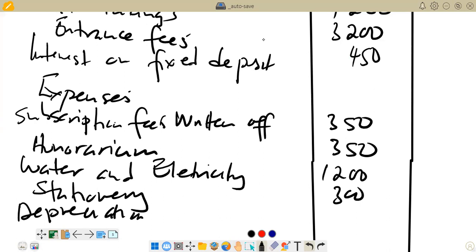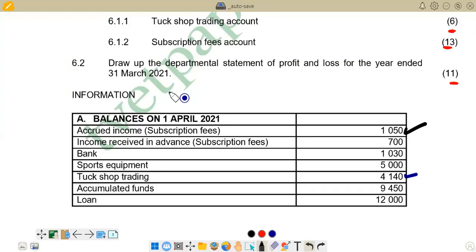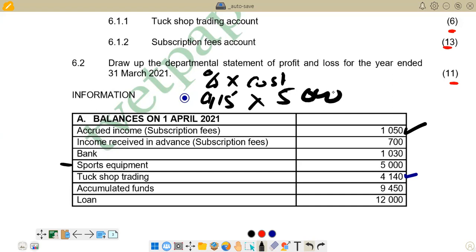We have our depreciation, which we want to calculate, and it's 15%. Remember, the opening balance for equipment represents the cost of equipment. It's on cost, so we are going to say a percentage times the cost. The percentage is 15%, which is 0.15 as a decimal. Then we multiply by the cost, which we are given here as 5,000 for sports equipment. When you multiply, you get 750. So we have got 750 for our depreciation.